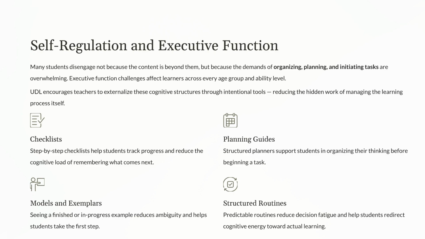Self-regulation and executive function. Many students disengage not because the content is beyond them, but because the demands of organizing, planning, and initiating tasks are overwhelming. Executive function challenges affect learners across every age group and ability level. Checklists. Step-by-step checklists help students track progress and reduce the cognitive load of remembering what comes next. Models and exemplars. Seeing a finished or in-progress example reduces ambiguity and helps students take the first step. Planning guides. Structured planners support students in organizing their thinking before beginning a task. Structured routines. Predictable routines reduce decision fatigue and help students redirect cognitive energy toward actual learning.